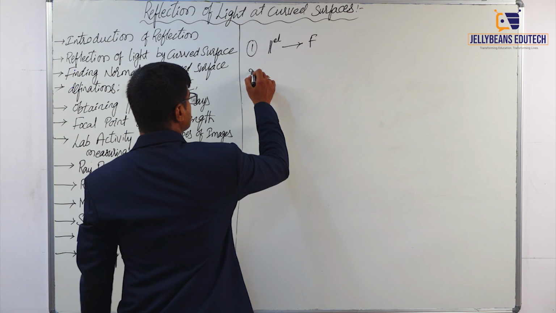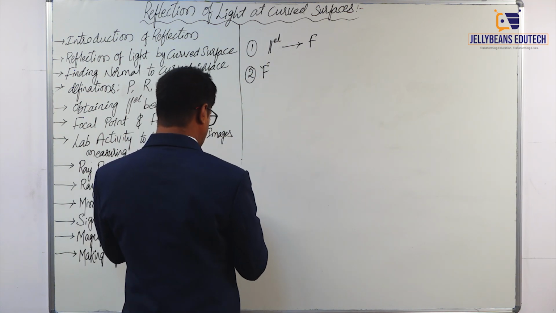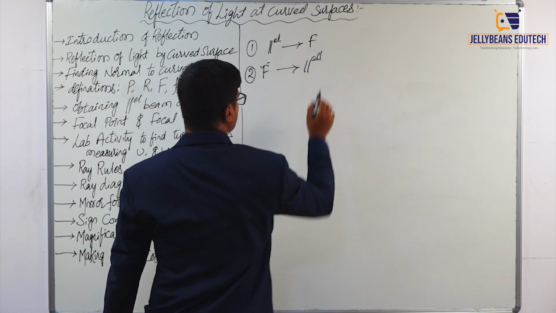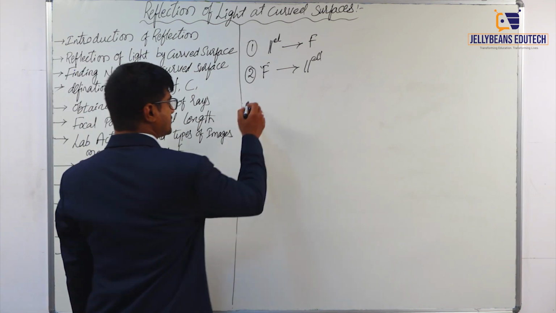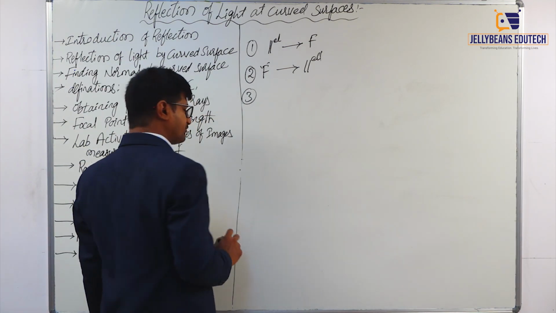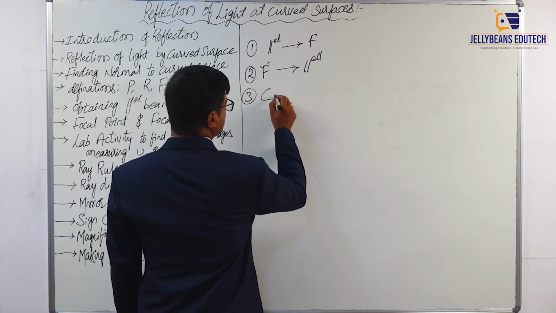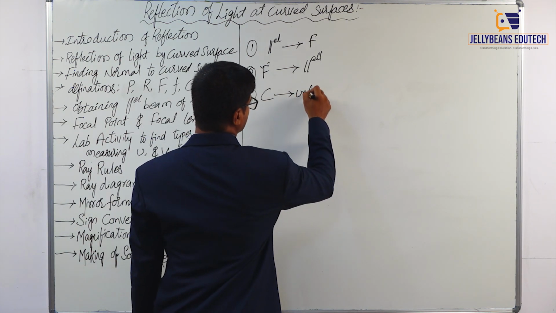Second ray rule: if the light ray is passing through F, after reflection the light ray will be parallel to the principal axis. Next, the third one: the light ray passing through the center of curvature is undeviated.